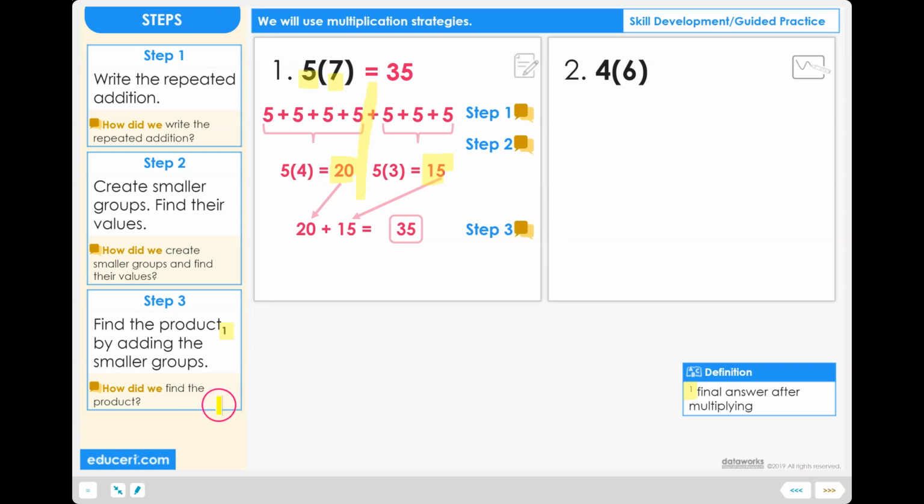The question for step 3, how did we find the product? Think of your explanation. I'll give you a moment. To find the product, 35, after step 2, where we created the smaller groups, we needed to take the values of those small groups and add them together to get the final product of 35. You are now ready to complete problem number 2, 4 times 6, following these 3 steps.